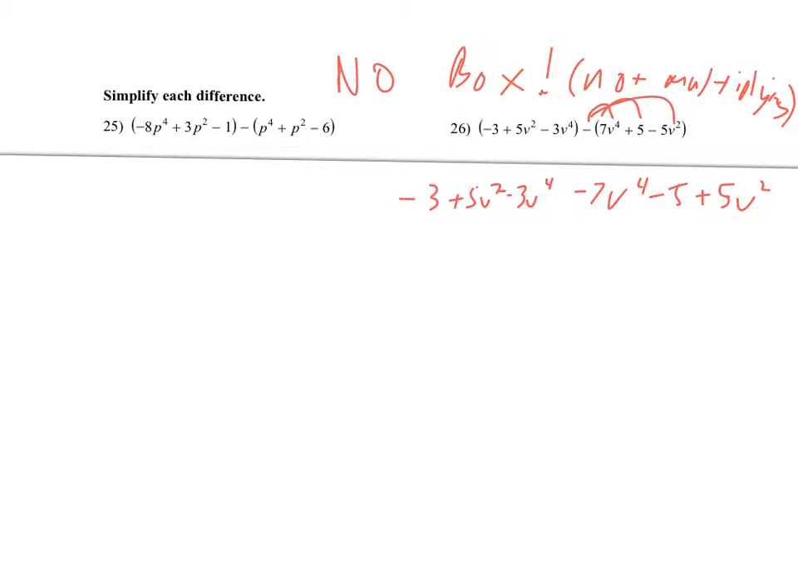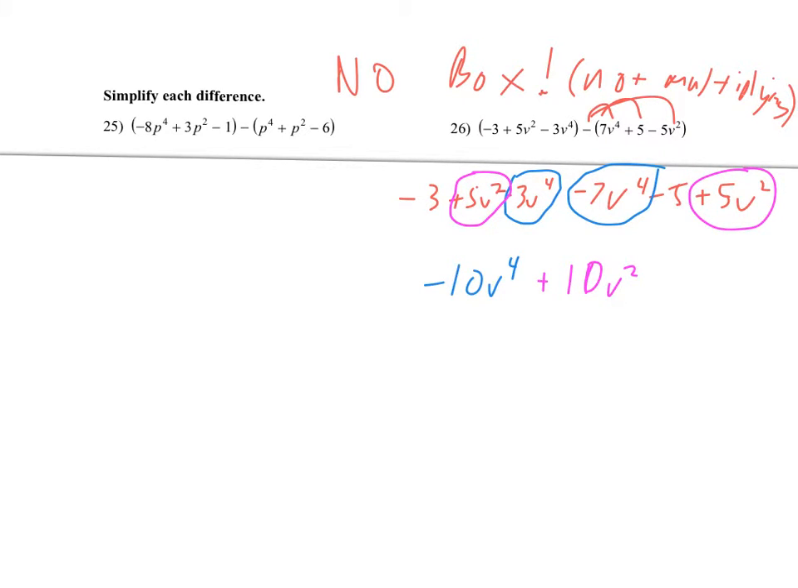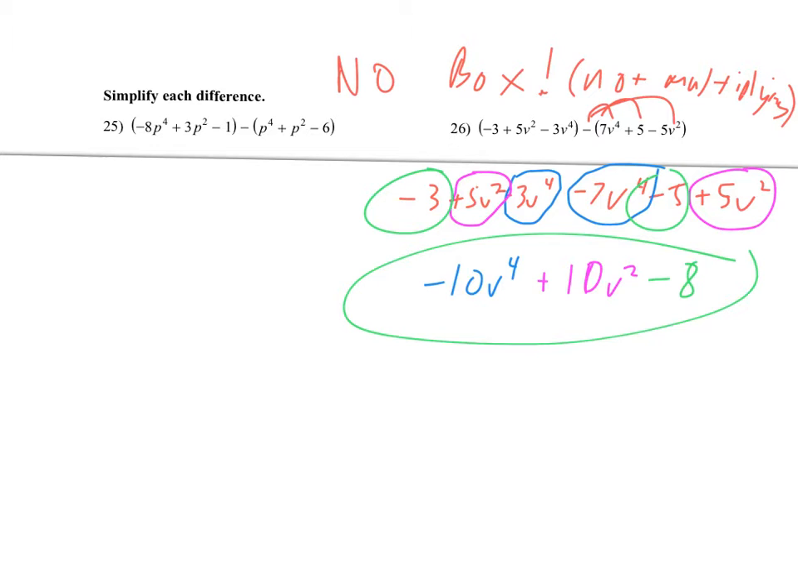And now we're going to combine like terms. So I'm going to get the v to the fourths first. So I have negative 3 right there. I got negative 7 right there. So that's going to make negative 10v to the fourth. I don't have any v to the third, so I'm going to go to the v squared. So I have positive 5. I got positive 5, so that makes positive 10v to the second. And then my numbers, I got negative 3 and I got negative 5, so that makes negative 8. So once again here, we didn't have to multiply, so no box. We're just distributing the negative and then combining like terms.